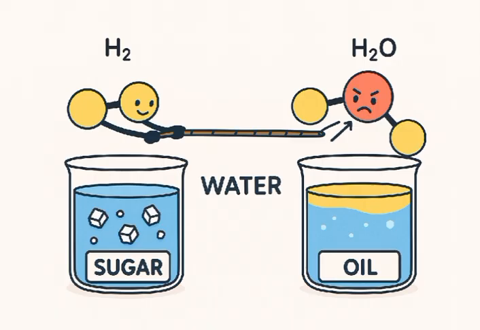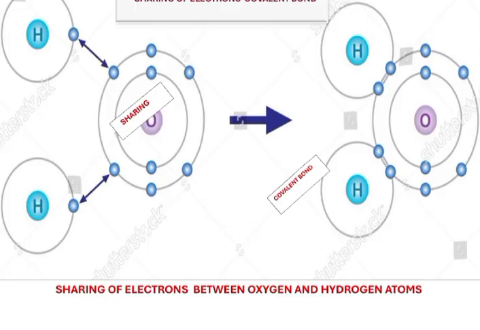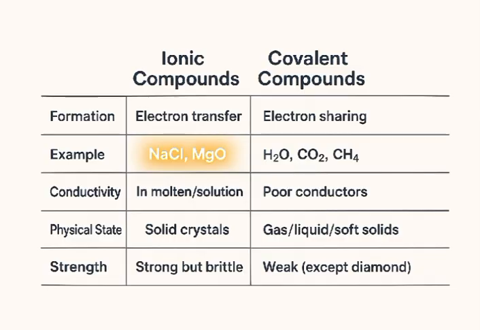Let's compare ionic versus covalent bonds in one table. Property: ionic compounds, covalent compounds. Formation: electron transfer, electron sharing. Example: NaCl, MgO; H2O, CO2, CH4. Conductivity in molten solution: ionic conduct, covalent are poor conductors. Physical state: solid crystals; gas, liquid, soft solids. Strength: strong but brittle; weak, except diamond.